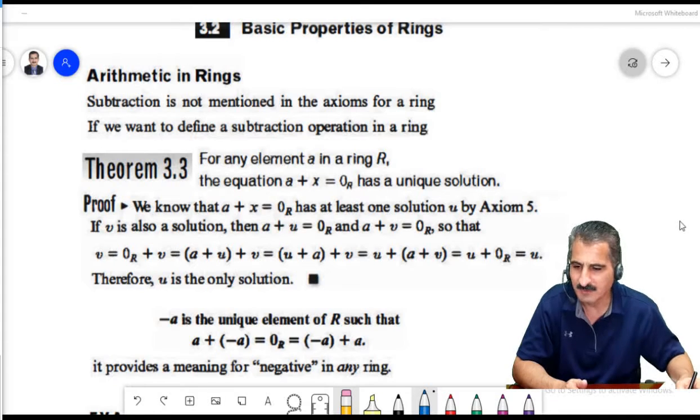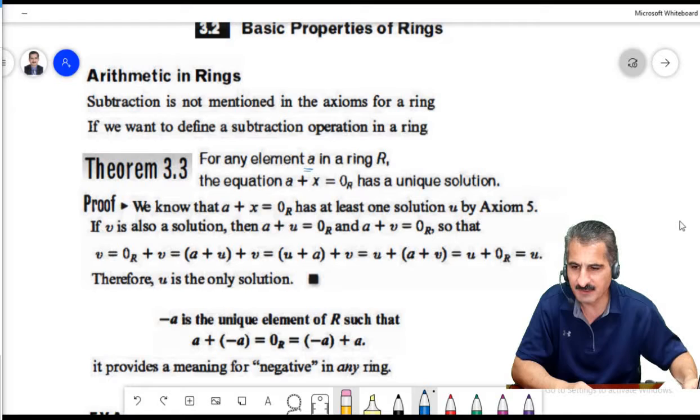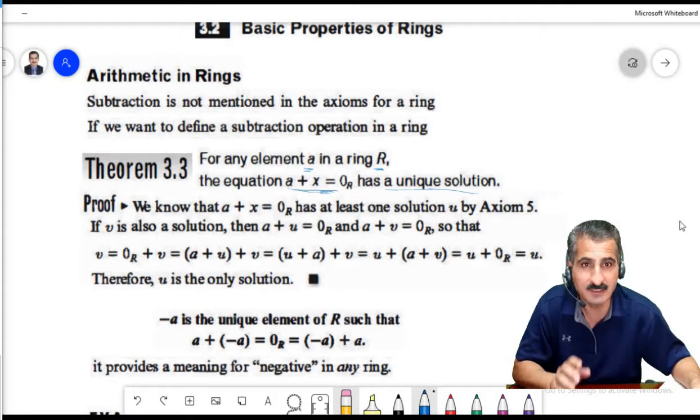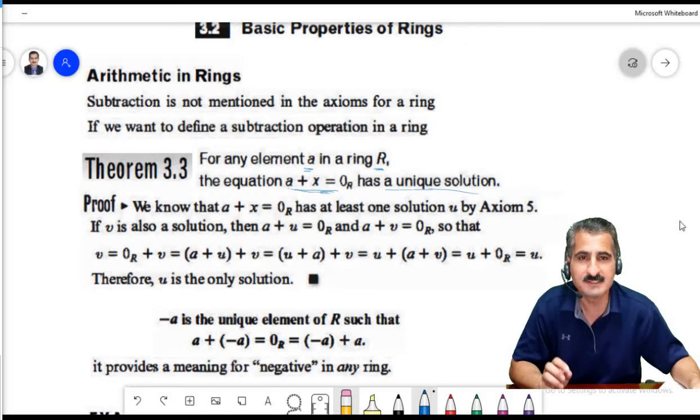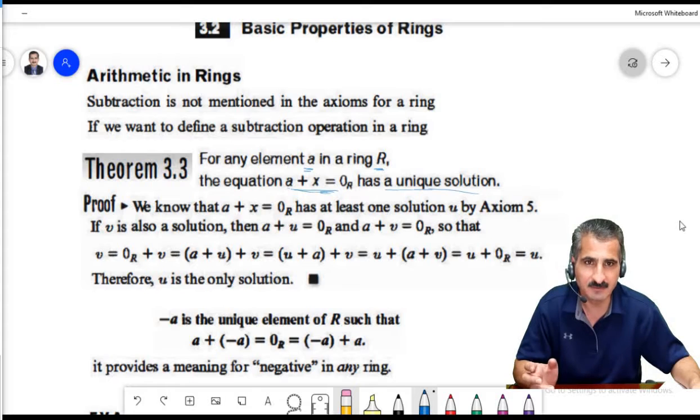Okay, this theorem introduces the first step towards what I said about subtraction. So this says for any element A in the ring R, the equation has a unique solution. Actually, we know that every element A in R has an additive inverse that we denoted minus A. It is a notation. It's not a negative sign. It is a notation for the additive inverse.